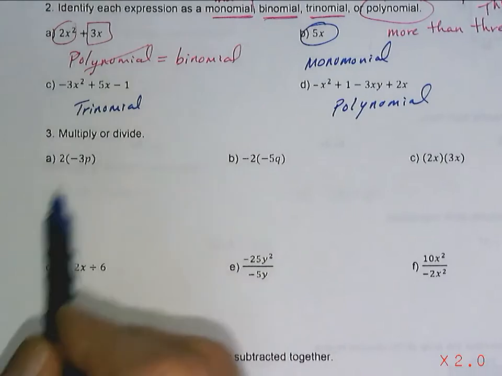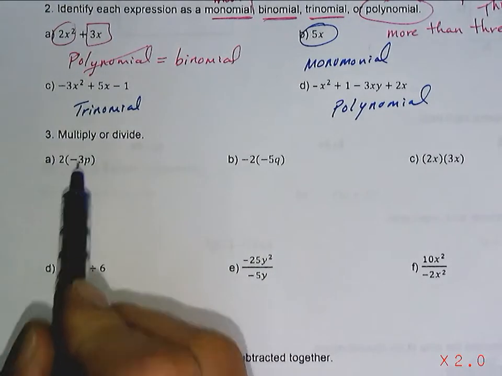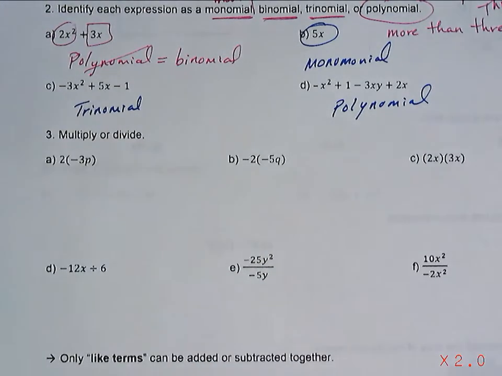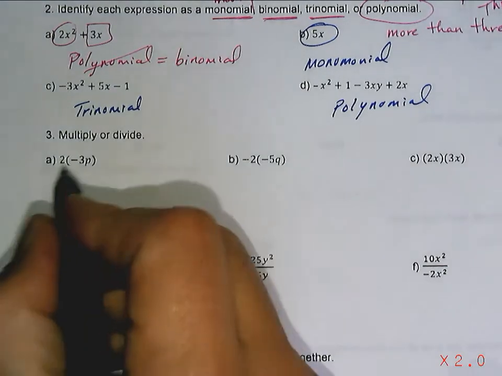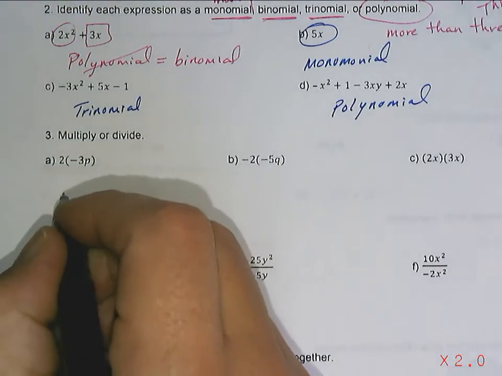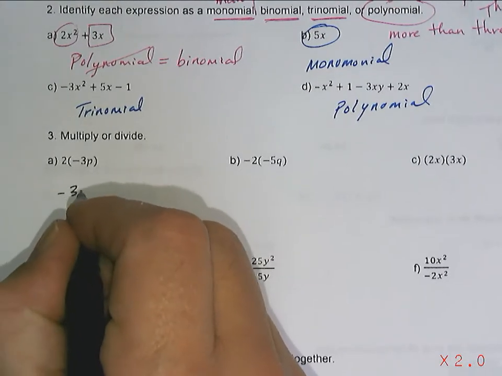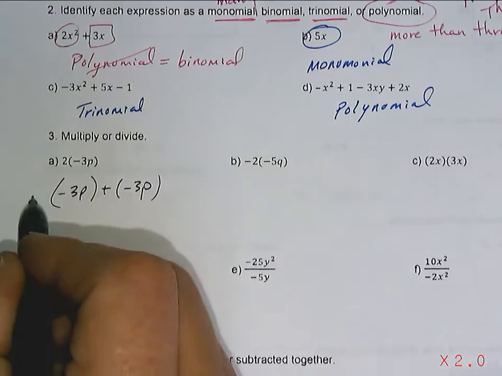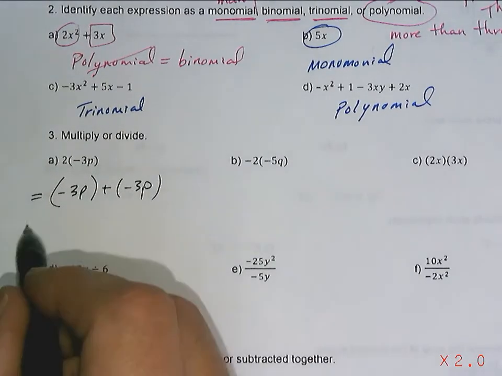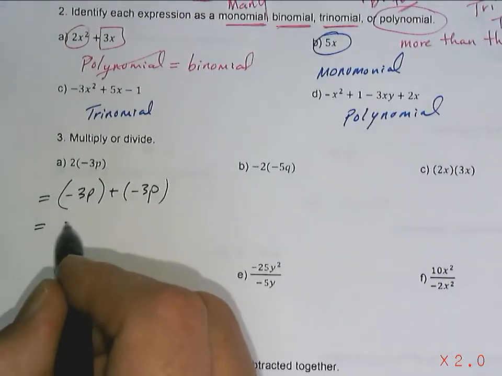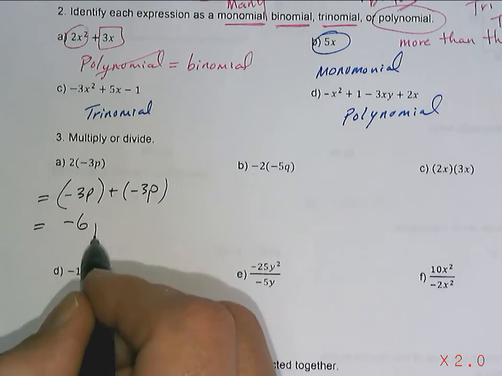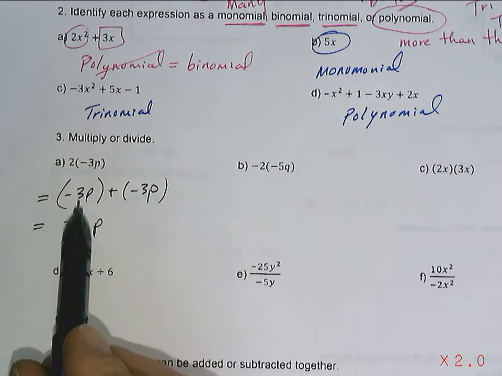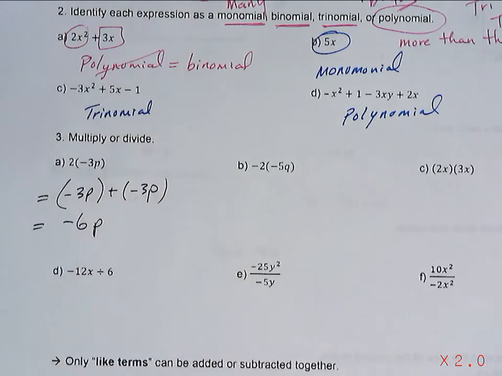Multiply or divide the following. So I've got 2 times negative 3p. We've been doing a lot of work with this during this week and last week. So 2 times negative 3p means negative 3p plus a negative 3p. That's what it actually means. We're never going to write that. What we do is 2 times negative 3 to get negative 6p. And that's what we've got here. We've got negative 3p plus another negative 3p gives us negative 6p. And that's how that works.